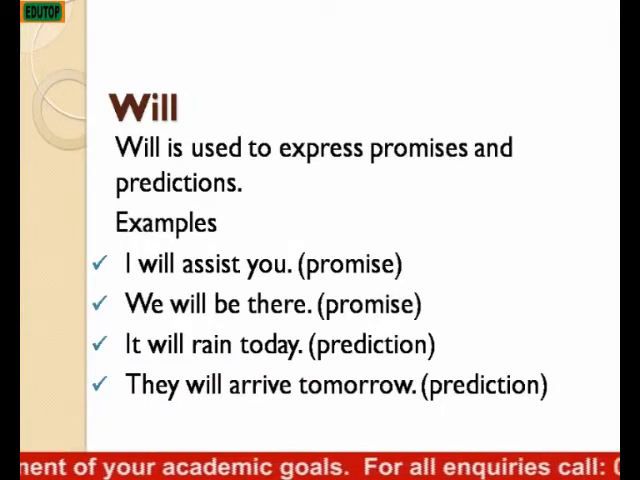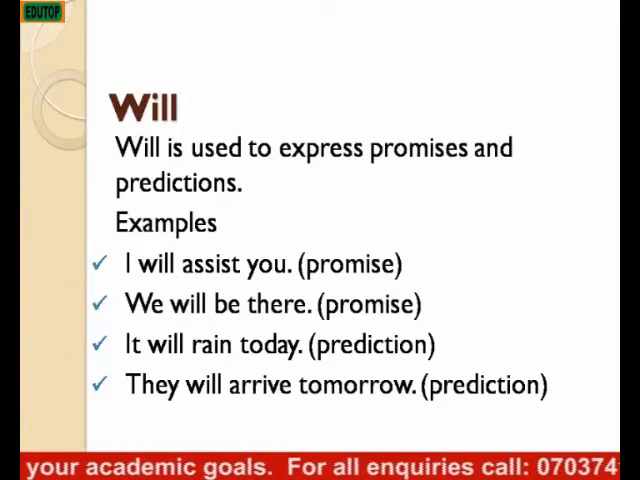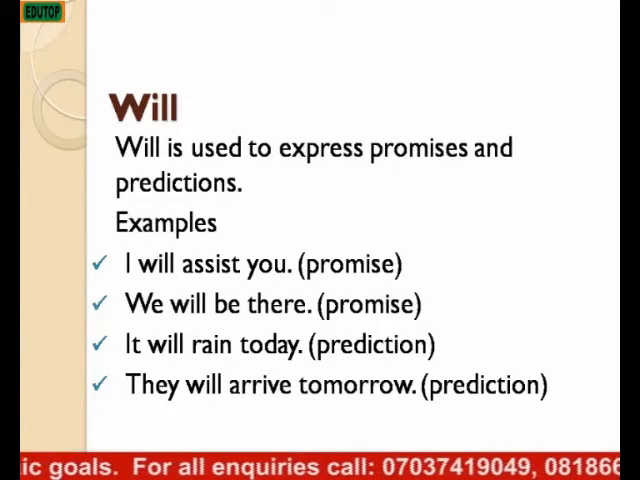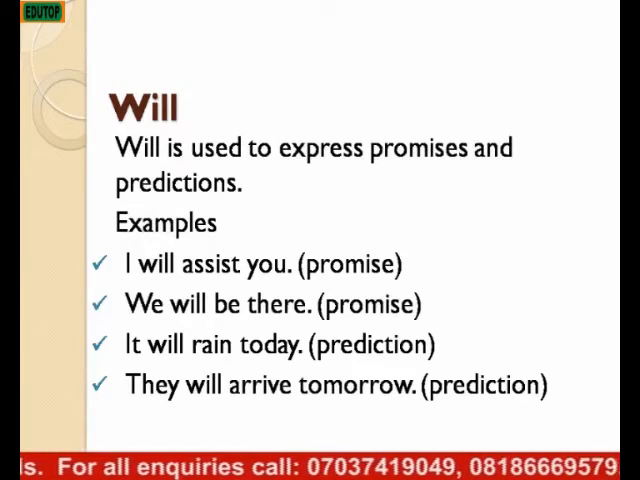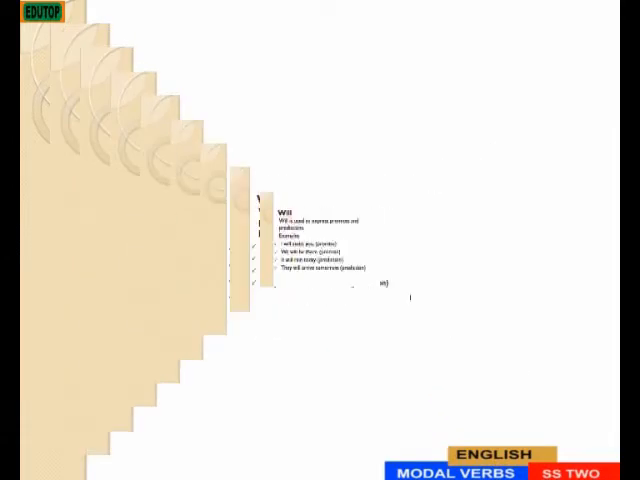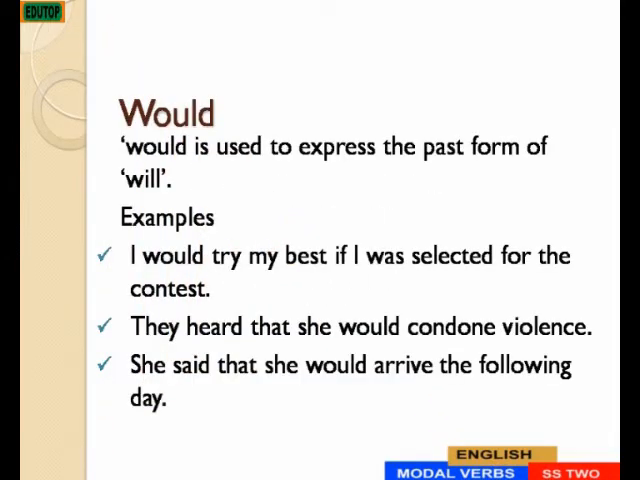Will can be expressed in the negative form. Examples: I will not or never assist you. It is either you use not or never. So we have: I will not or I will never assist you. It is a promise. We will not be there. It is also a promise. It will not rain today. You are predicting. They will not arrive tomorrow. It's also a prediction.